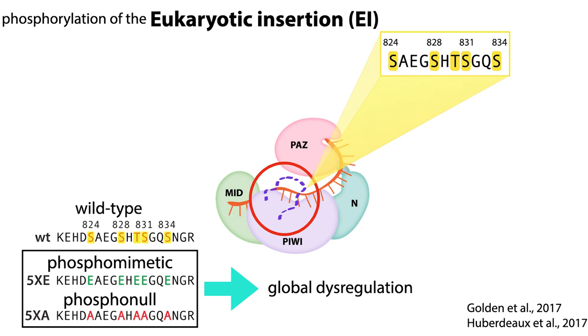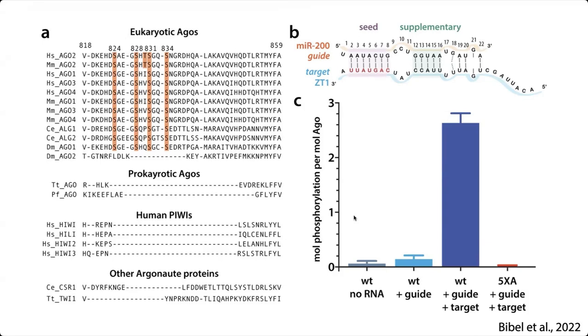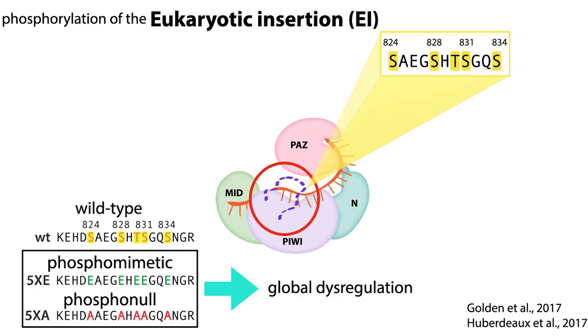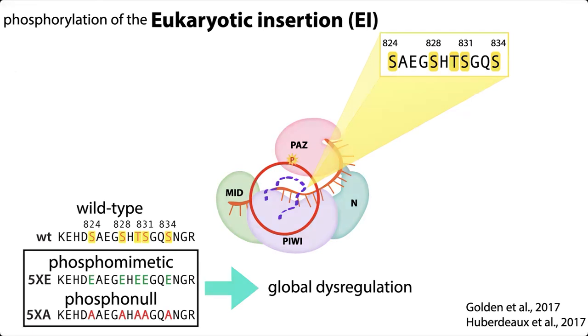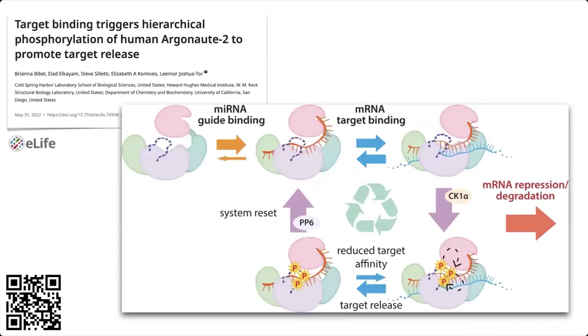More specifically, I was looking at the eukaryotic insertion, which is a region of the protein that is found in eukaryotic argonaute proteins, but not prokaryotic argonaute proteins, and it contains a number of potential phosphorylation sites. Previous work had found that these sites, or at least some of these sites, were phosphorylated by a kinase called casein kinase 1 alpha, CK1 alpha, and this phosphorylation was affecting the binding to targets. So in my PhD work, I tried to figure out more how this was actually happening at the mechanistic level. What was happening in the protein to account for these effects?